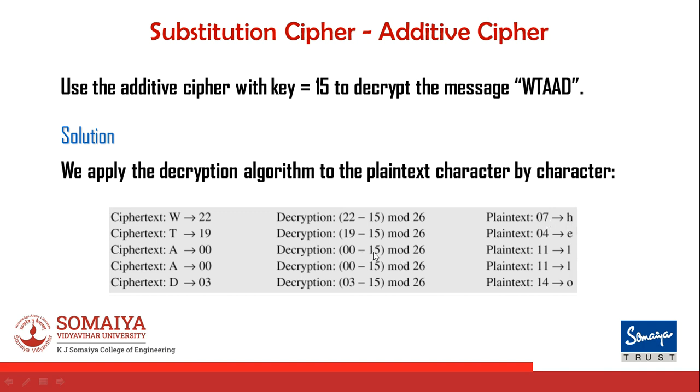Now 0 minus 15 mod 26. In that case, we need to subtract the 15 from that respective value and add 26, and I'm getting 11. So this comes out to be 11. Like this is the way we have carried out the decryption, and in that decryption we get this value.